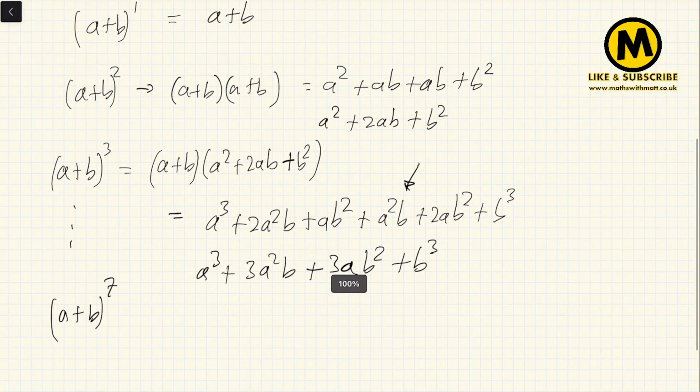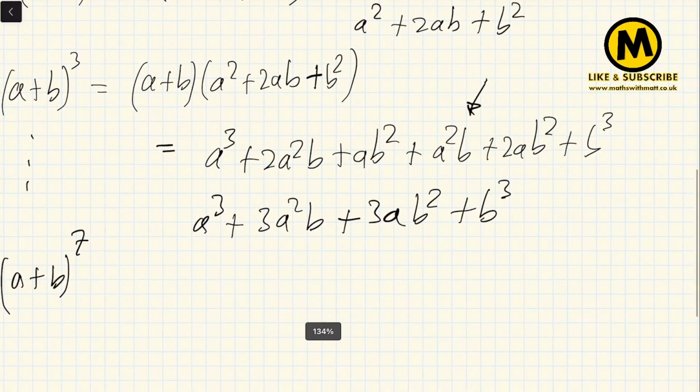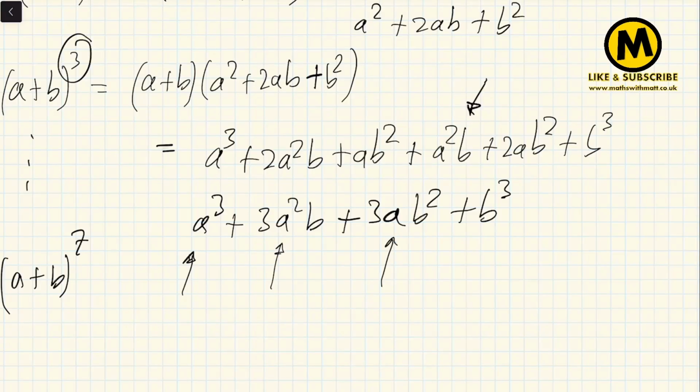And there's a few things we notice looking just at this a plus b to the power of 3. The first term is just a raised to the number, and then a reduces. A cubed becomes a squared, becomes just a, and becomes a to the 0, no a. Whilst b is to the power of 0 here, there's no b, but then b to the power of 1, b to the power of 2, b to the power of 3. So a is reducing in power whilst b is increasing in power.